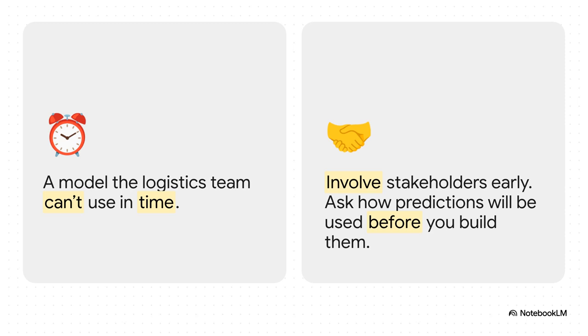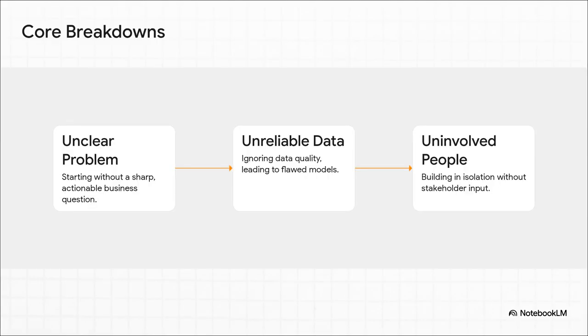Hey, how are you actually going to use this, and when do you need the information to make a difference? Okay, so let's just quickly recap those first 3 project killers. You've got an unclear problem statement, you're working with unreliable, messy data, and you're not talking to the people who are supposed to use your work. Get even one of those wrong, and your project is already in serious trouble.